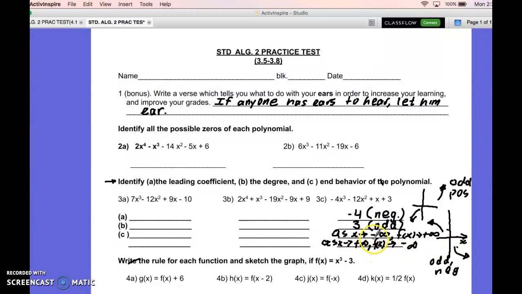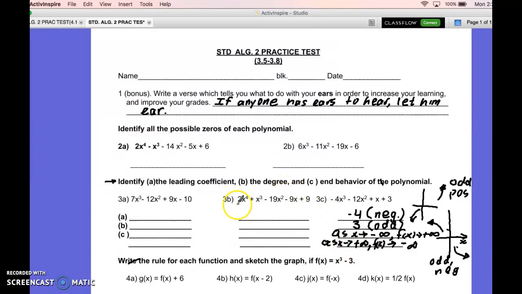And by the word end, they just mean what's going to happen at the furthest end. So for end behavior, you're looking at two things. As x approaches negative infinity, what's y going to be? When x approaches positive infinity, what's y going to be? That's pretty much it. Two scenarios: x going to negative infinity and x going to positive infinity. All right.